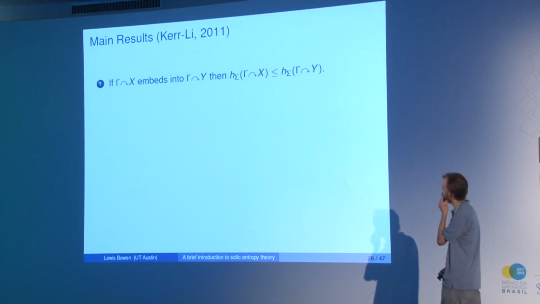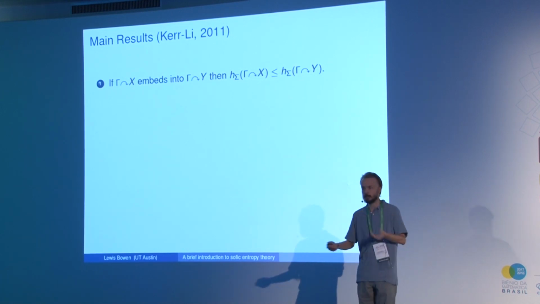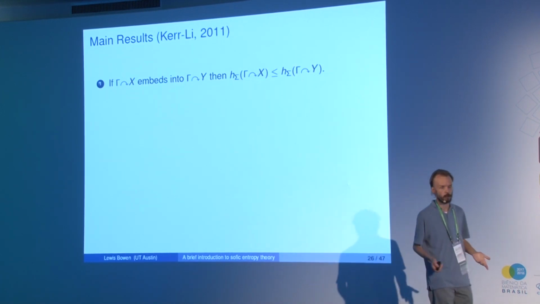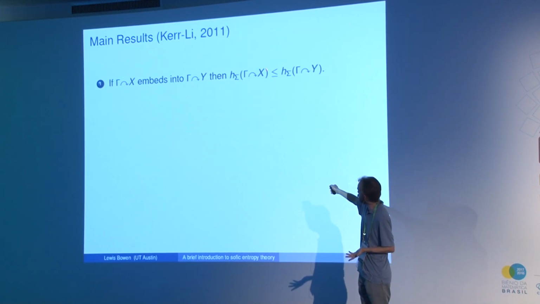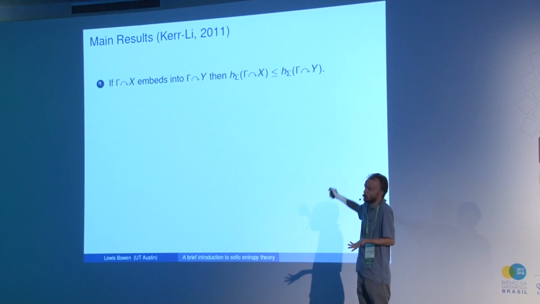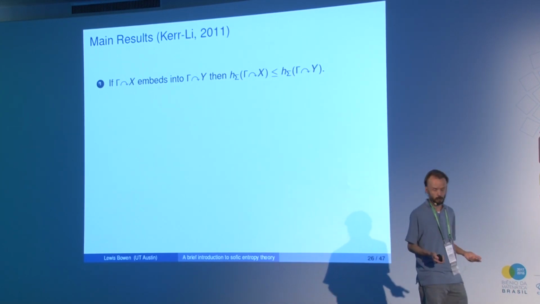So here are some main results. If we have an action that embeds into another action, then entropy is monotone. This is not hard to prove. It's because any pseudo-periodic orbit for this action is a pseudo-periodic orbit for the larger action automatically.